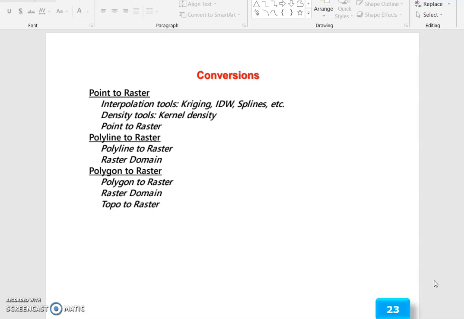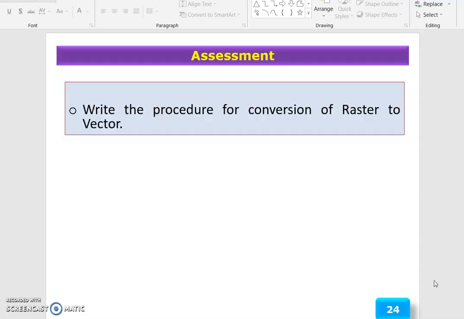Then density tools, kernel density, point to raster, polyline to raster, polygon to raster, raster domain, and topo to raster. So the assessment of the session: write the procedure for conversion of raster to vector.